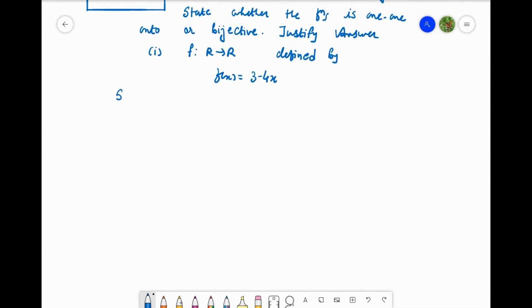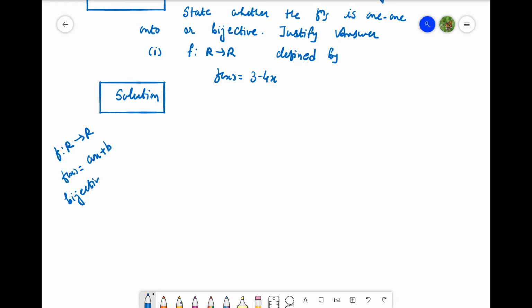Solution. Note that any linear function from R to R, linear meaning of the form ax plus b, is always bijective. So remember this as a formula. A linear function from R to R is bijective. A quadratic function from R to R is many-one and not onto. Linear is always bijective.